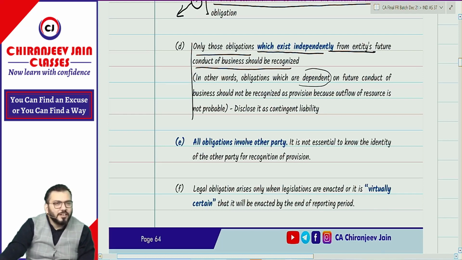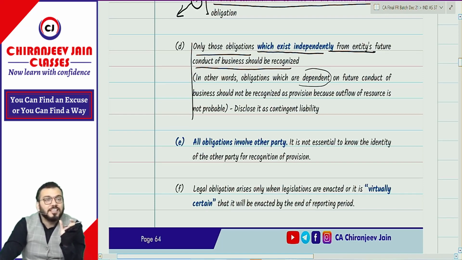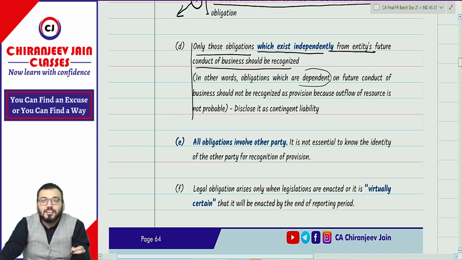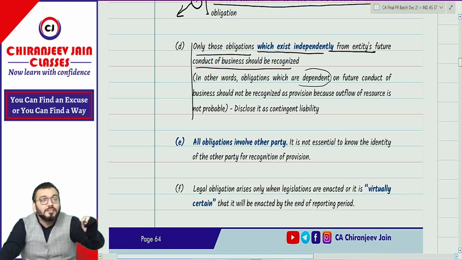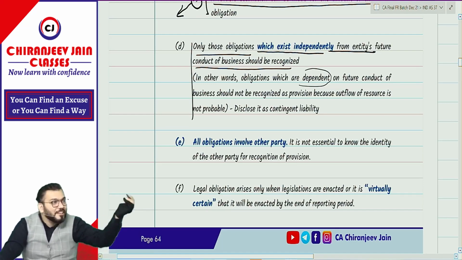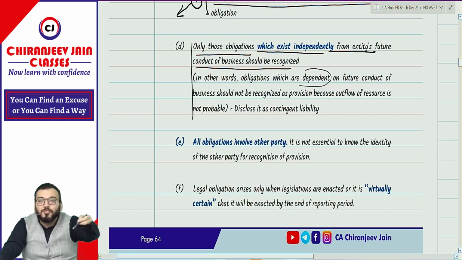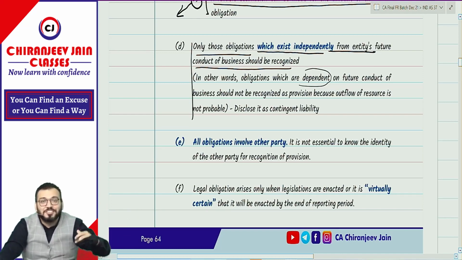Training of the staff has not yet happened, or can we say in this way that it depends upon future conduct of business? This is the keyword. You need to write down the keywords in exam. If you are writing in your own words, that is okay, but the keyword is: this obligation is dependent on future conduct of business. Instead of training the staff, we may hire new trained employees from the market. So training of staff is not required. The entire obligation is dependent on future conduct of business, whether we want to train the staff or hire new employees.